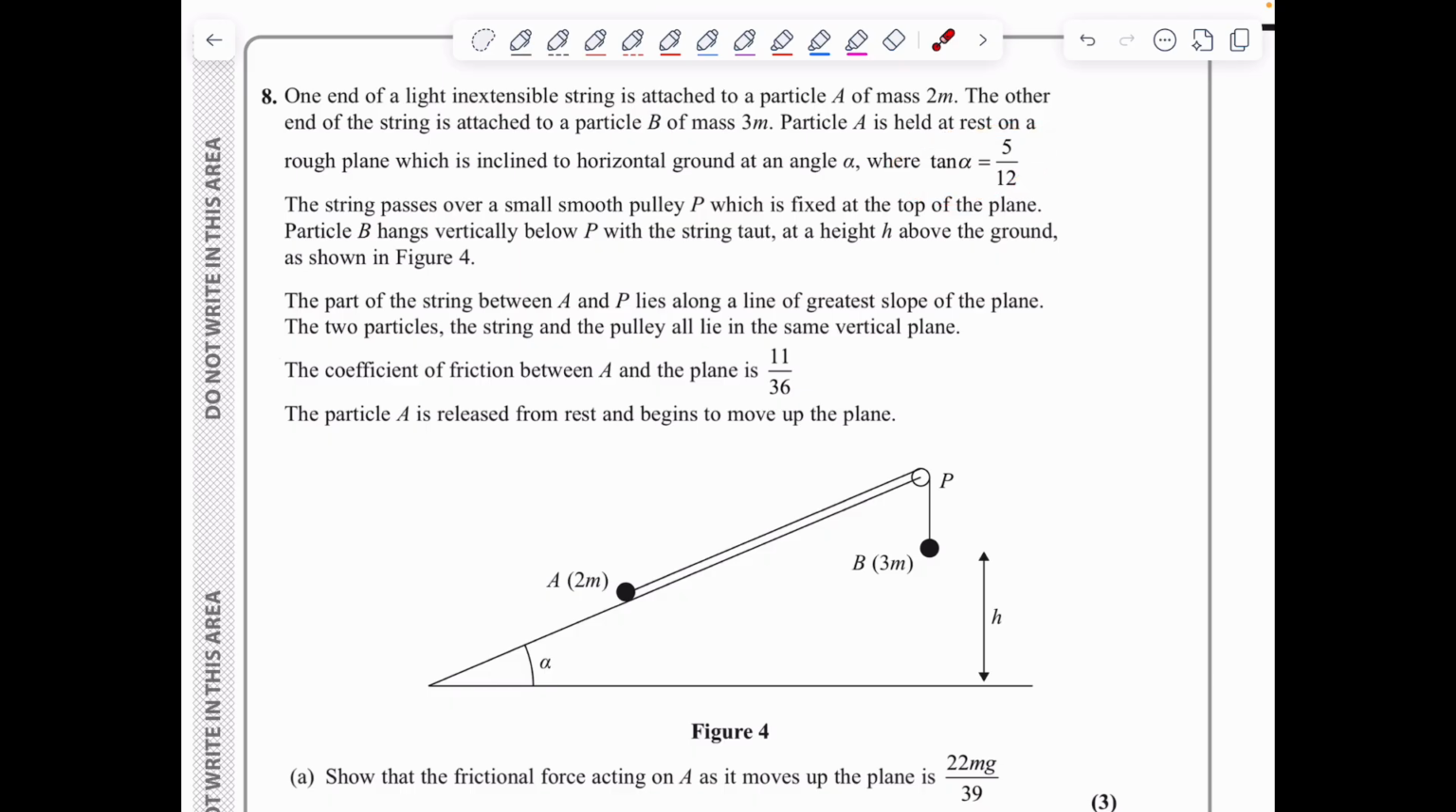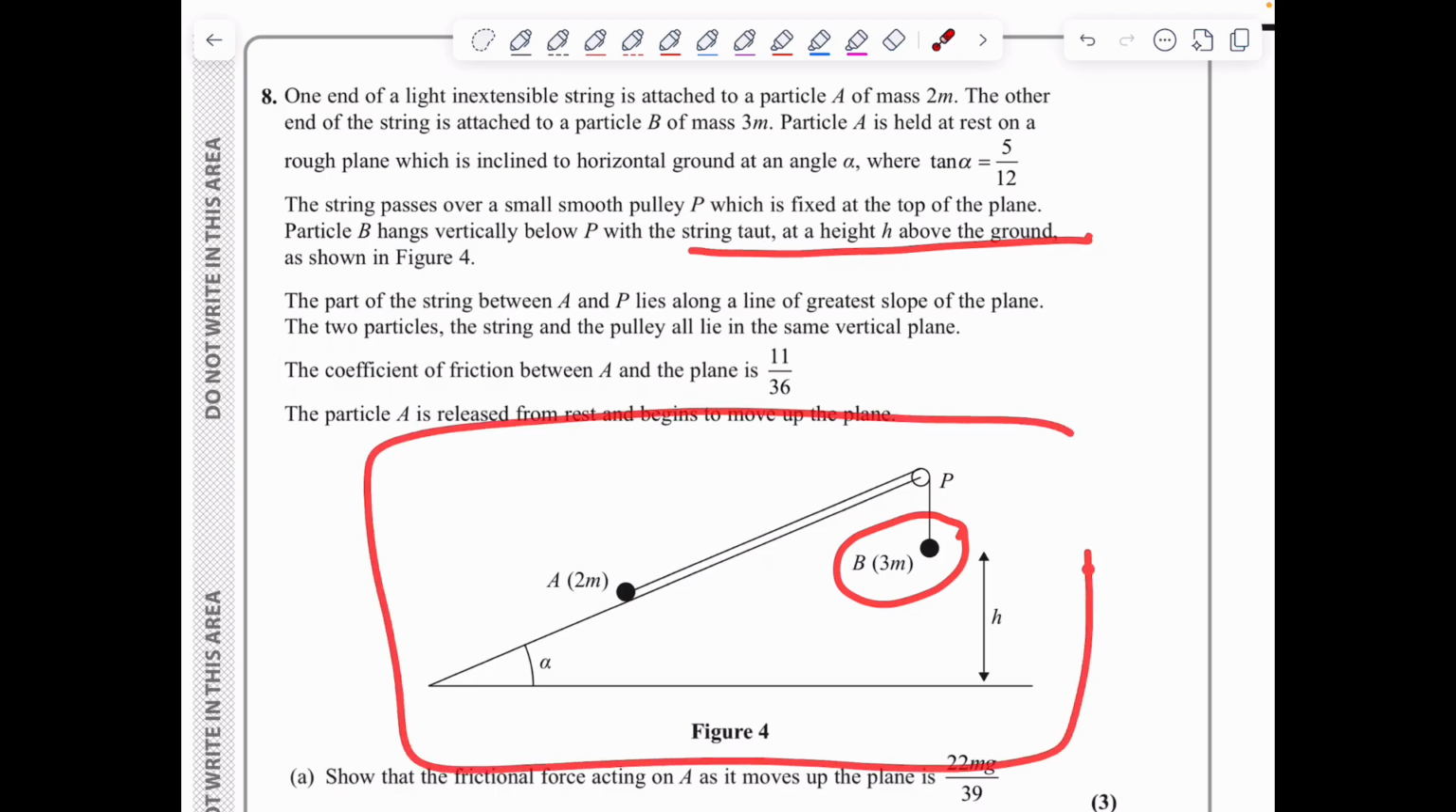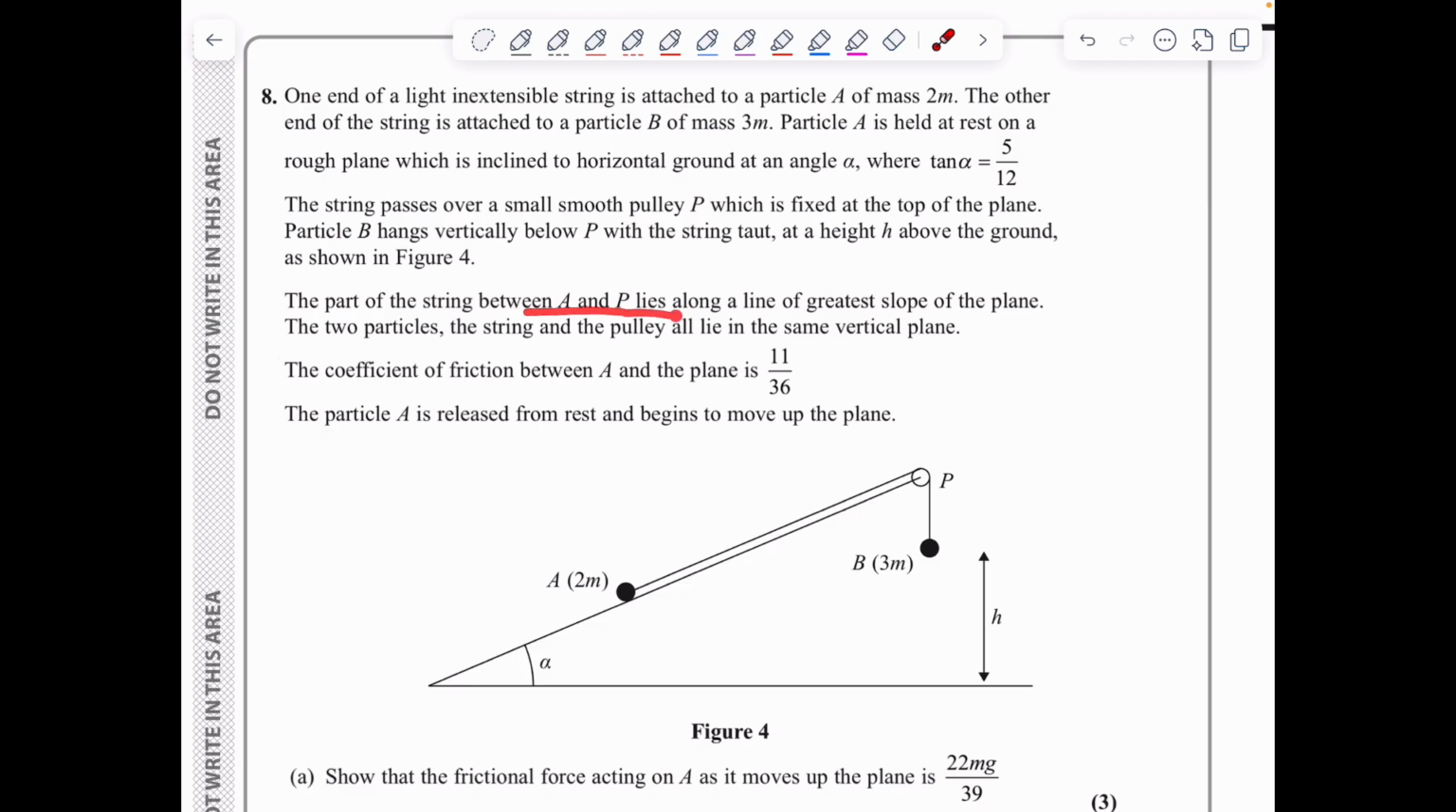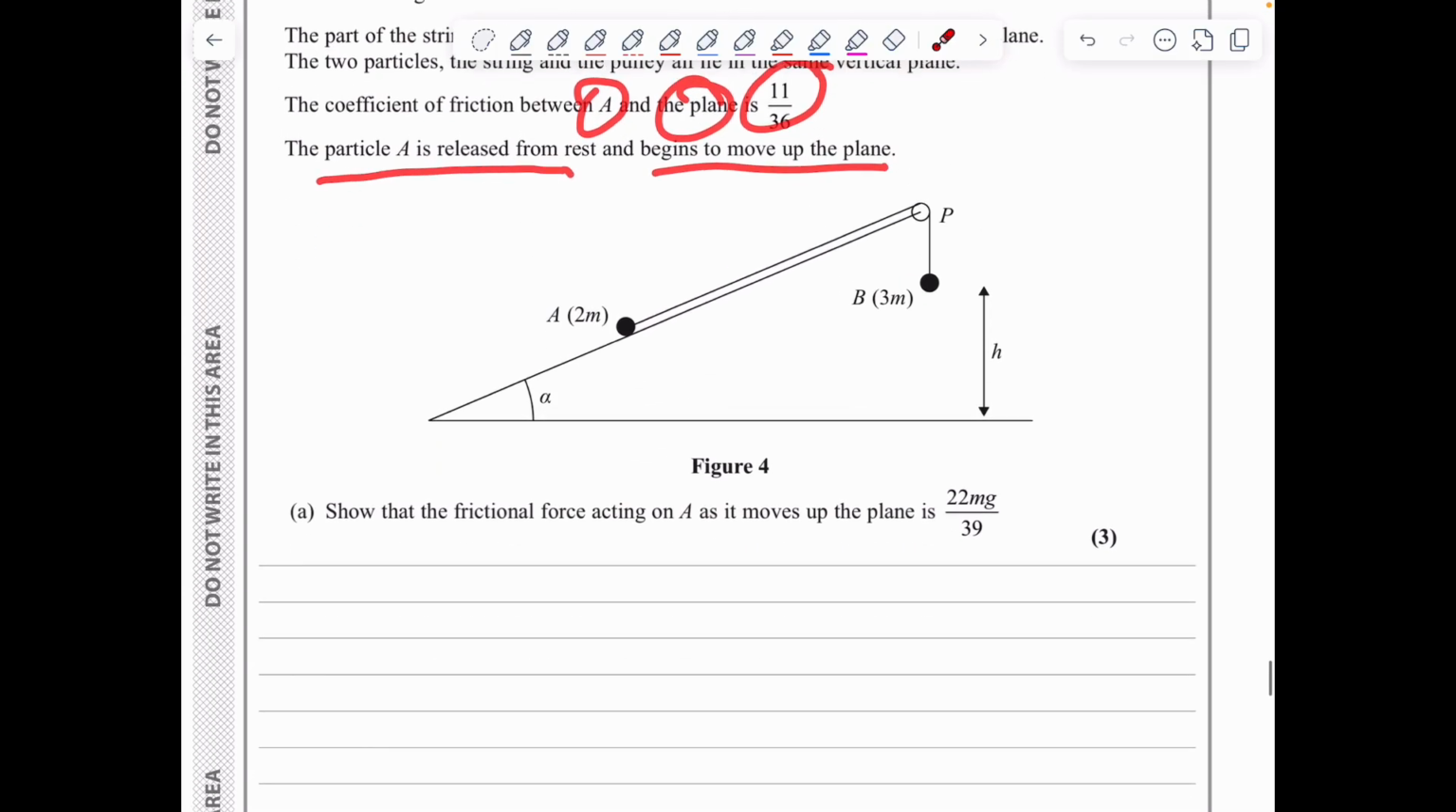The string passes over a small smooth pulley P fixed at the top of the plane, and B is hanging vertically below P with the string taut at a height of h above ground as shown in the figure here. Now the part of the string between A and P lies along a line of greatest slope of the plane, and the two particles, the string and the pulley, all lie in the same vertical plane. We are told that the coefficient of friction between A and the plane is 11/36, and particle A is released from rest and begins to move up the plane. We need to show that the frictional force acting on A as it moves up the plane is 22mg/39.